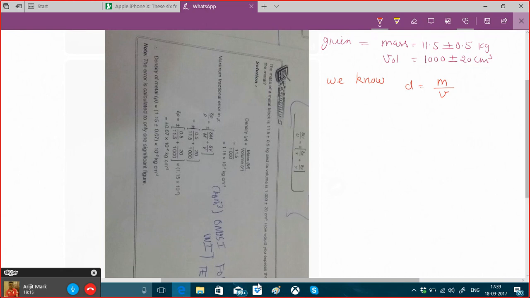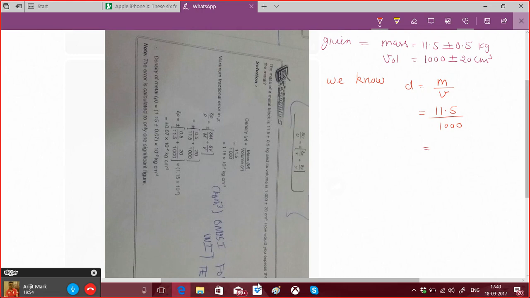Firstly, you have to find out this one: 1.5 over 1000. You can ask me, sir, why you are doing this? The answer is that when you find the maximum fractional error, you write del d by d. Then at that d place, I will plug in this value.